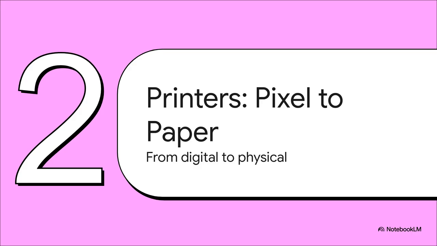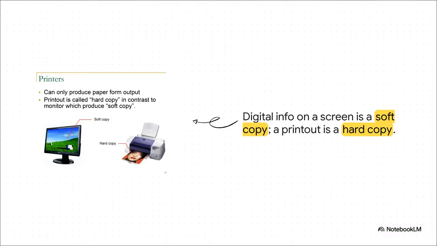Okay, so we've seen how we get information on a screen. But what happens when you need a physical copy of something? That's where printers come in, taking those digital pixels and turning them into something real, something you can hold. This brings up a really important idea in computing.